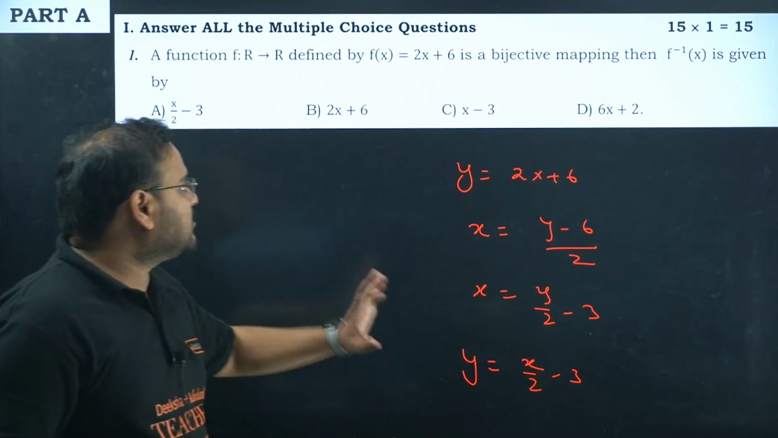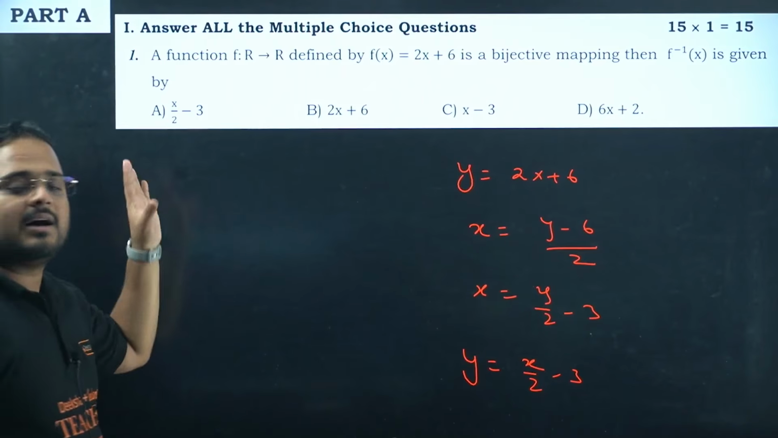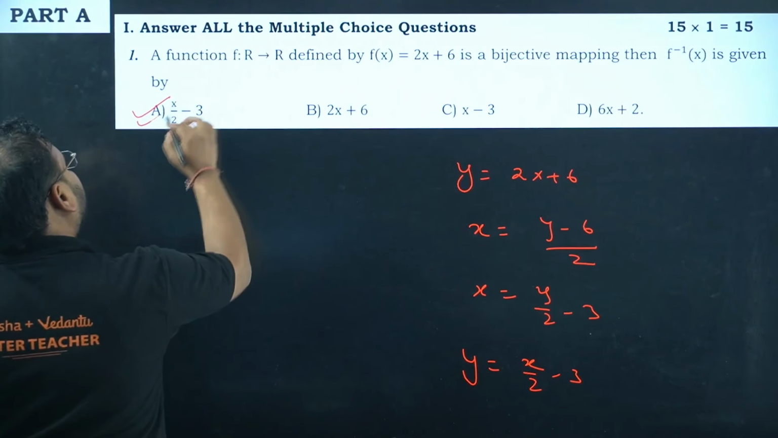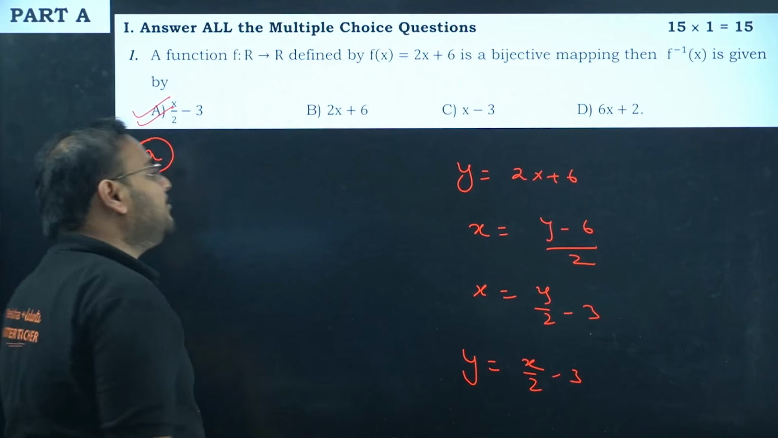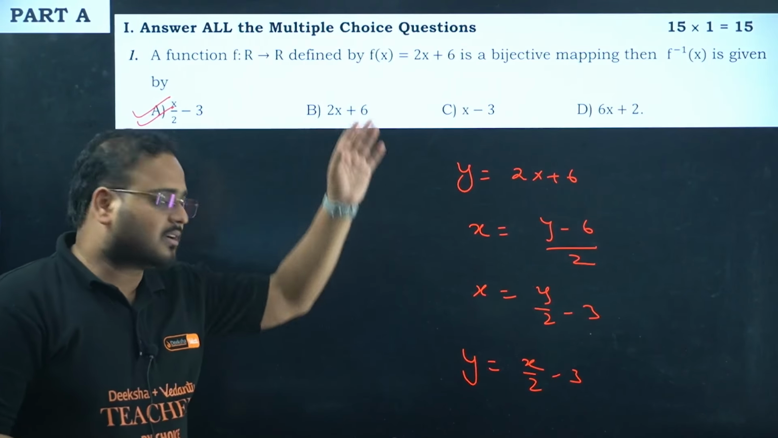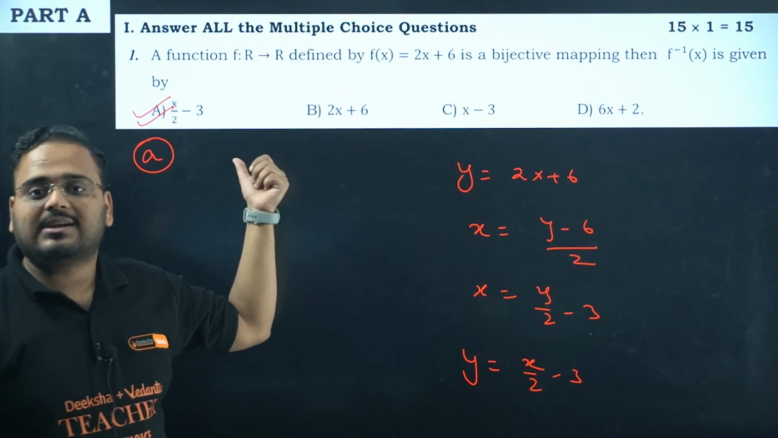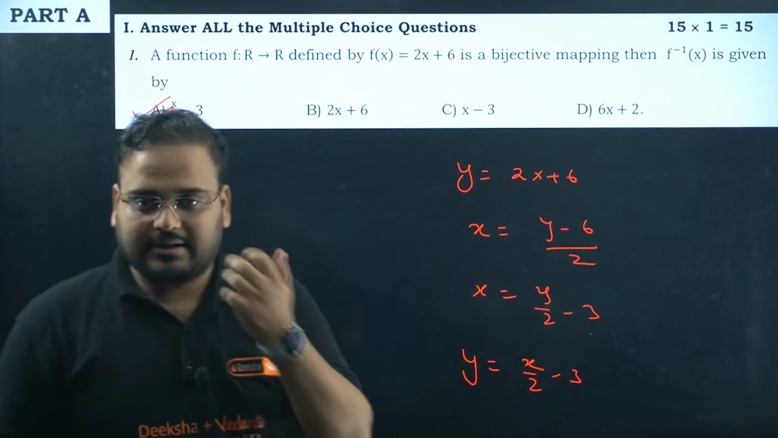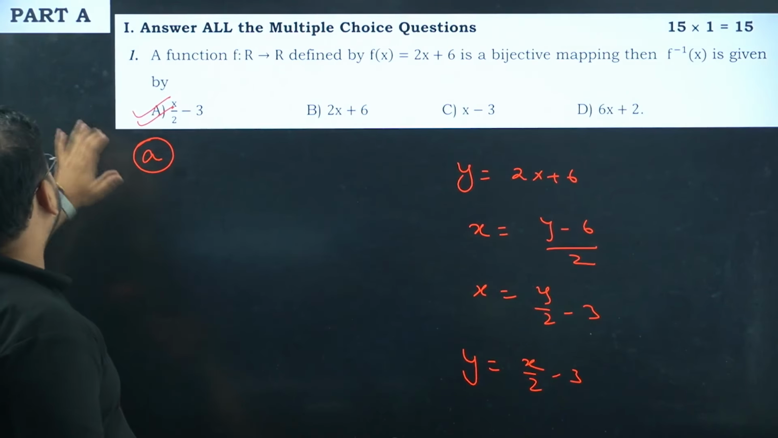I could have chosen the answer directly also. I can say the answer is straight away option A and move on, but my job is to give you clear understanding of the concept at the same time. So here is the clear understanding how it works and why option A is the correct answer. Question number 2 now.